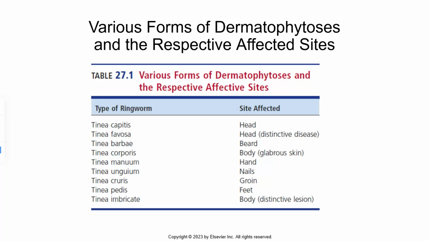Tinea barbae, confined to the beard. Tinea corporis, the body, so the glabrous skin. Tinea manuum is the hand. Tinea unguium is the nails. Tinea cruris is the groin, also known as jock itch. Tinea pedis is in the feet, also known as athlete's foot. Tinea imbricata, body, in a distinctive lesion. You do need to know these locations of the body and the tinea that is associated with them.